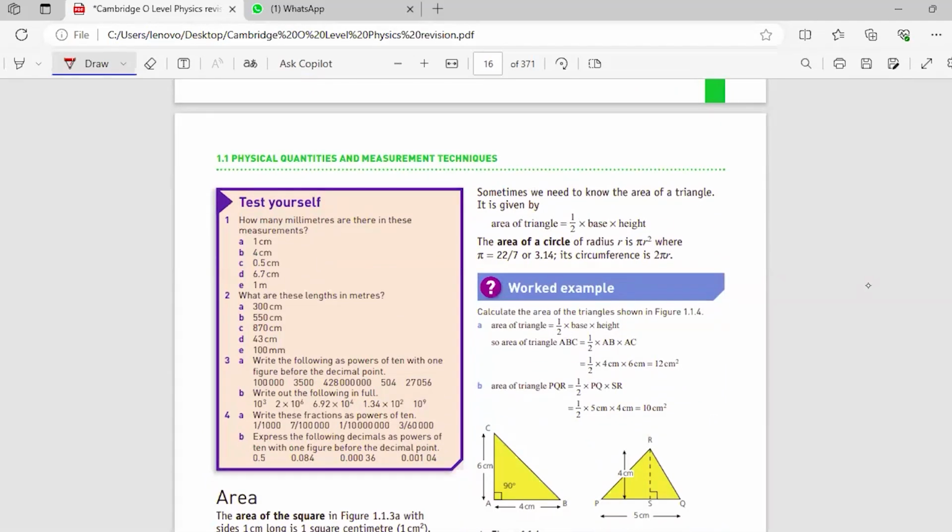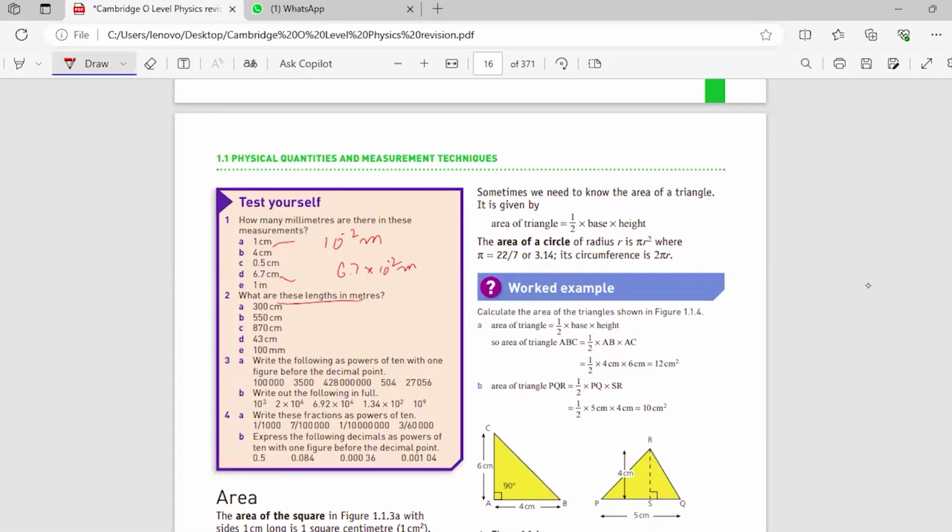And then comes test yourself. 1 centimeter stands for 10 to the power minus 2 meters. And like this, 6.7 into 10 to the power minus 2 meters. All of you must solve all these in the book or copy and check the answers. If someone doesn't have the answer sheet of this book, you can send a request in the group.